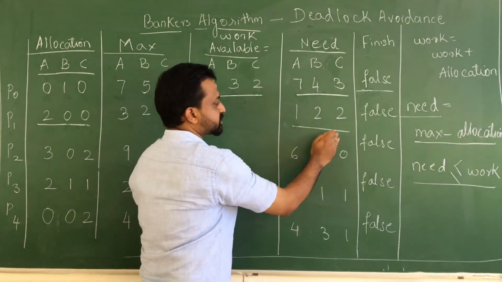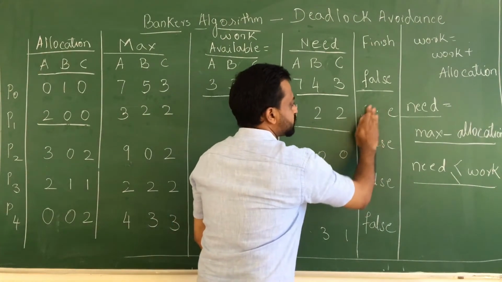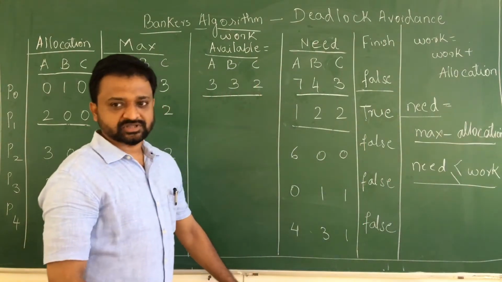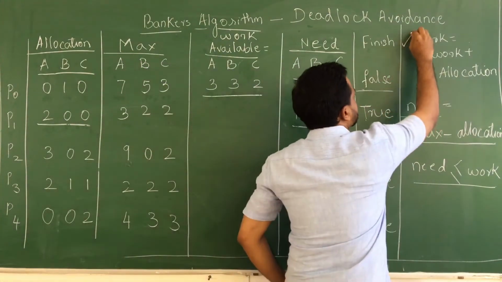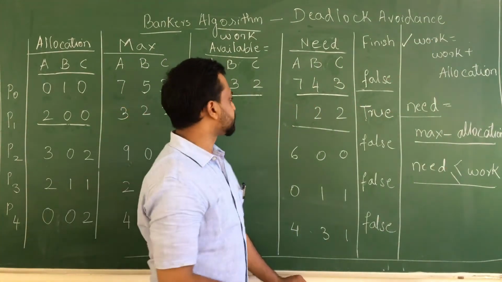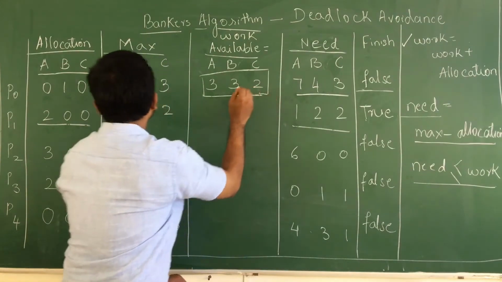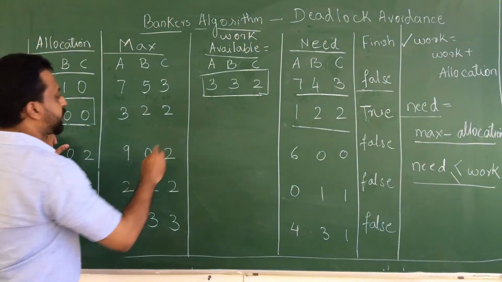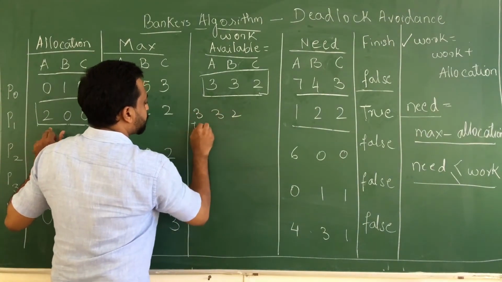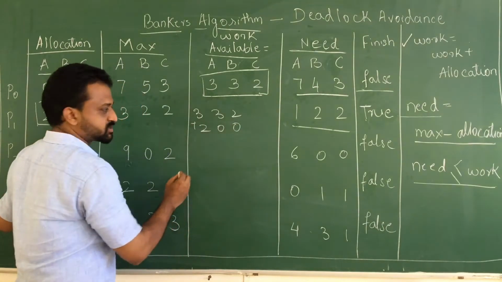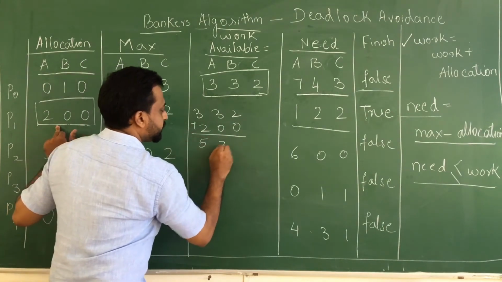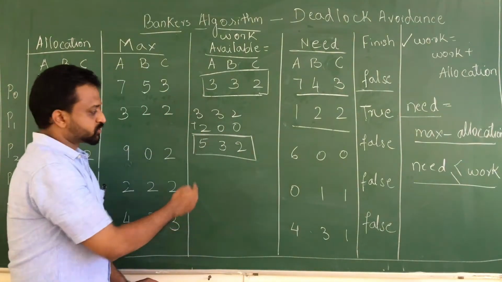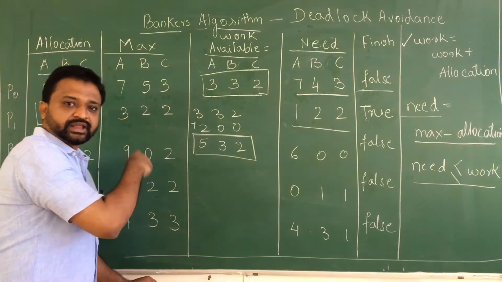Once the request is possible, we have to change this false to true. That means I can finish the work for process P1, and then we use work equals work plus allocation. Work is 332, and allocation is 200 for process P1. These two have to be added. 332 plus 200 becomes 532. So now the new work is 532, and we use this for comparing with the next process.